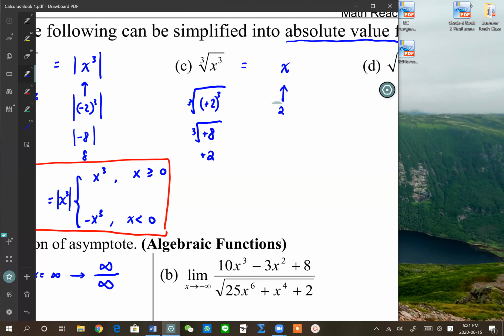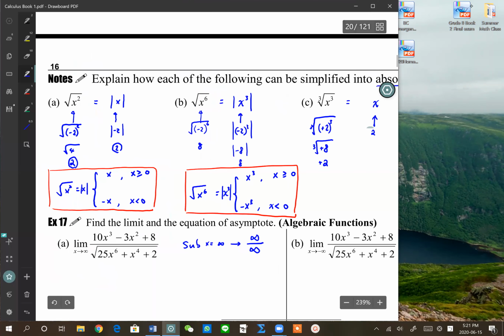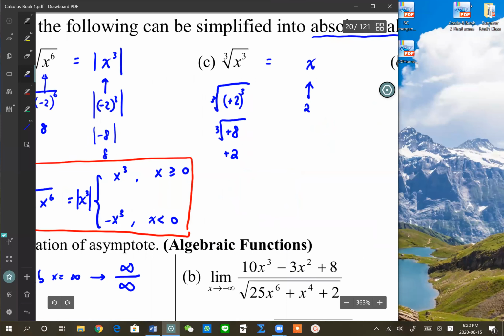So this one, you do not have piecewise. Okay, so if the question has cube root and cube, you can test it out to see if you need absolute value or not. So the point here is to learn whether the simplifying needs piecewise or not. The first two need to become piecewise. C, you don't, okay? So let's write a conclusion here.